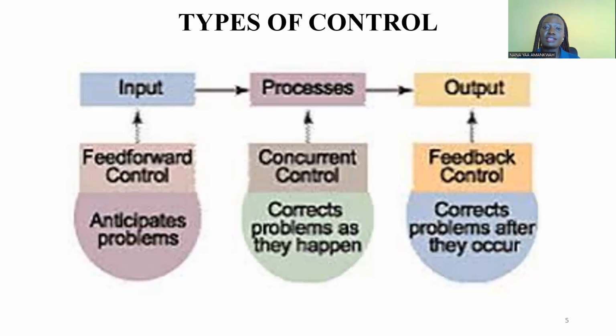Now, the last one, which is the feedback control, has to do with when you are done with everything, every activity, and then you try to correct problems, okay? So that's the feedback control. Everything is done. The process has ended, and then you control. So that's feedback control. All right.